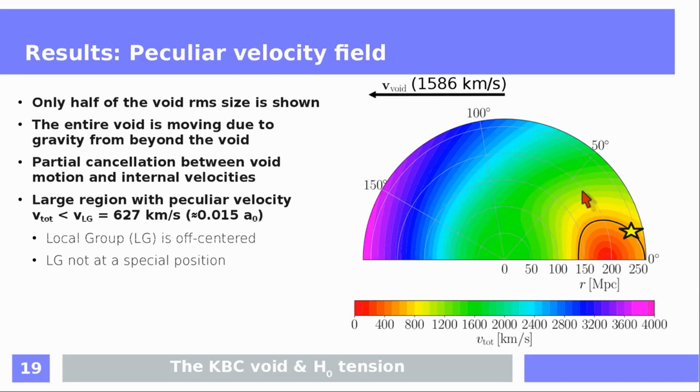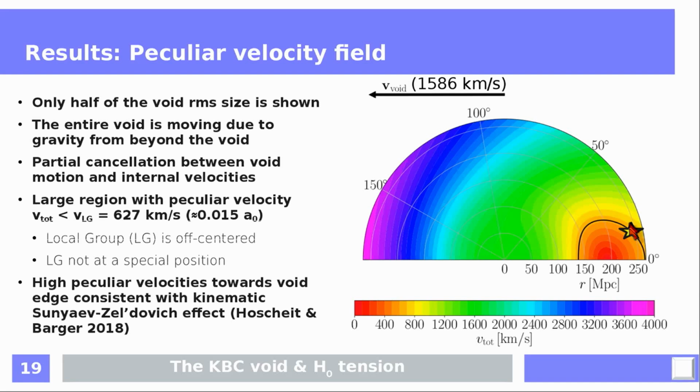And here you can see that the local group is off-centered, so it's not in the middle of the KBC void, and we are not at a special position in the void, because we quantified that this region causes a 2.34 sigma tension, and we come to this in more detail later. So from this we can conclude that the local group is not at a special position here. And high peculiar velocities towards the void edge are consistent with the kinematic Sunyaev-Zeldovich effect. So we get here at the edge, where the mouse is, very high total peculiar velocities of about 4,000 kilometers per second. So this is a very unique expectation from our model.